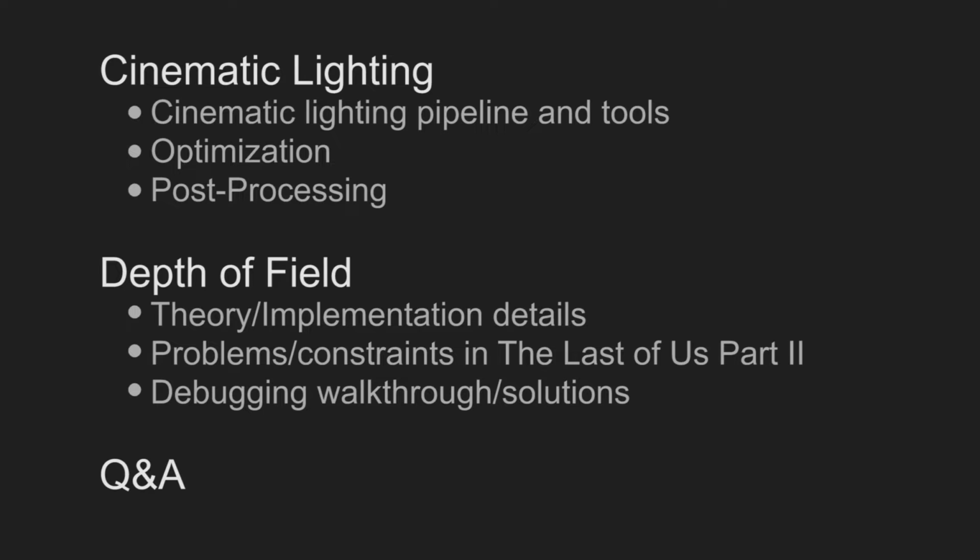An example of a feature that required this high level of iteration in The Last of Us Part 2 was depth of field, and I will provide further insights into what work was done on this front in the second half of the talk. We will follow that up with a joint Q&A.